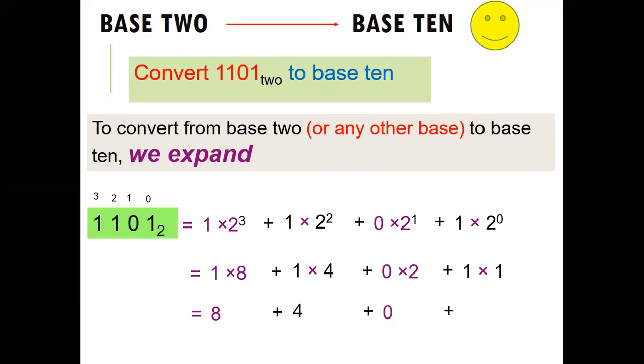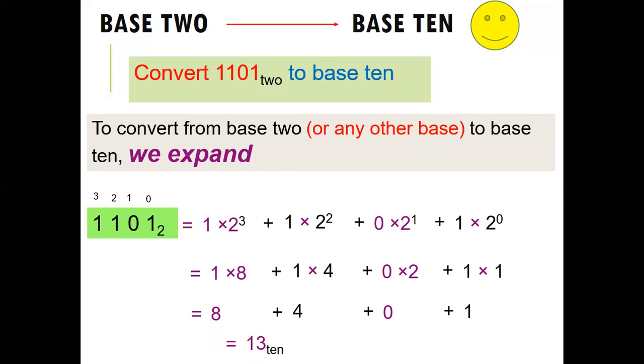Now, 8 plus 4 plus 1 would give us a resounding 13 in base 10. So that's that for conversion from base 2 to base 10. I think it's quite easy, actually. It's quite easy and it's fun.